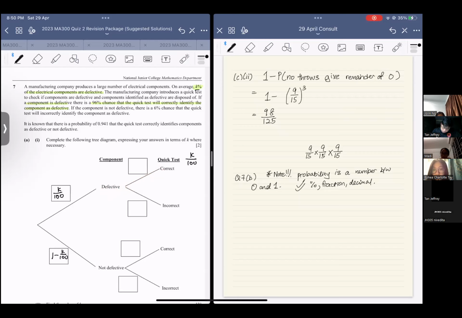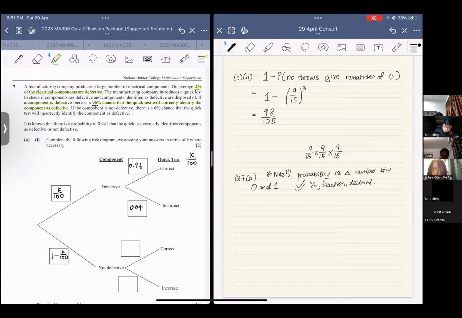Then there's a 0.96 chance, right? Because it's 96, I'm just writing it as a decimal. You can write it as a percentage as well, no issue. Then if this is 0.96, what would this number be? 0.04. Very good. This will be 0.04, right?